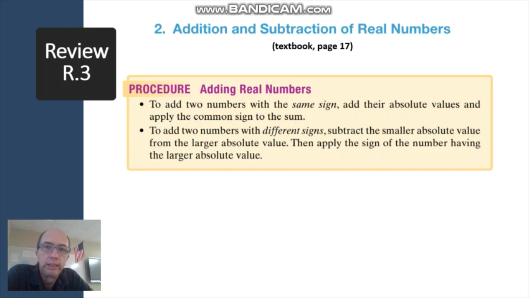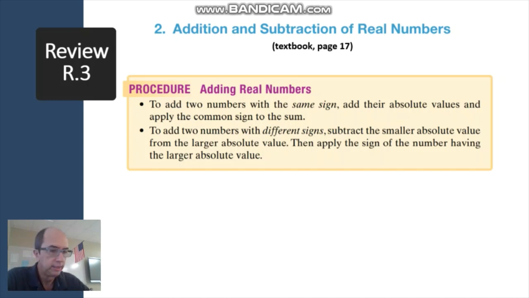Now let's add real numbers. To add two numbers with the same sign, just add the absolute values and apply the common sign to the sum. I think this is pretty much something that we all know how to do. And to add two numbers with different signs, subtract the smaller absolute value from the larger absolute value, then apply the sign of the number having the larger absolute value.